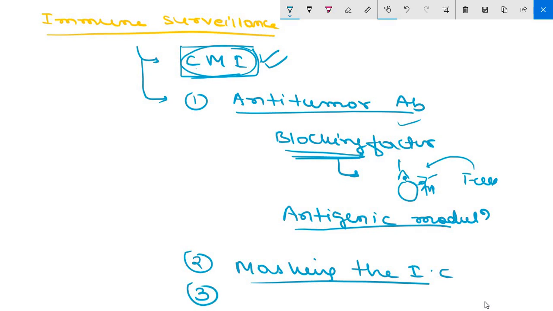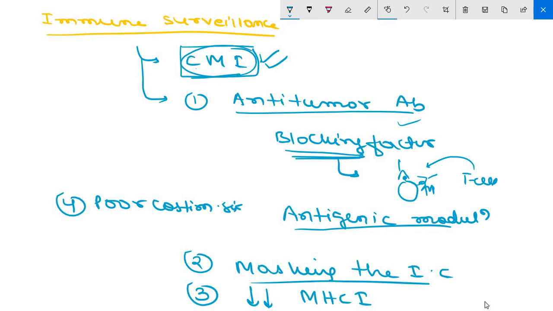The third one is your expressing low levels of MHC1. Many tumor cells down-regulate the expression of MHC1 molecules, hence preventing their recognition by cytotoxic T cells. Clear? The fourth mechanism may be poor co-stimulatory signal. There may be poor co-stimulatory signal between CD28 and B7. Clear? So these are the most important reasons why a certain tumor is bypassing the immune surveillance.